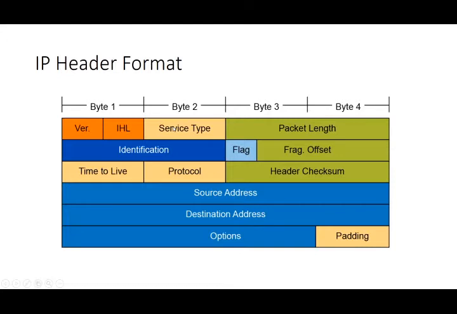So the next field we have is the service type. We call this the TOS, the type of service field. This is an 8-bit field, and in traditional networking we use three of these bits, what's called an IP precedence value.